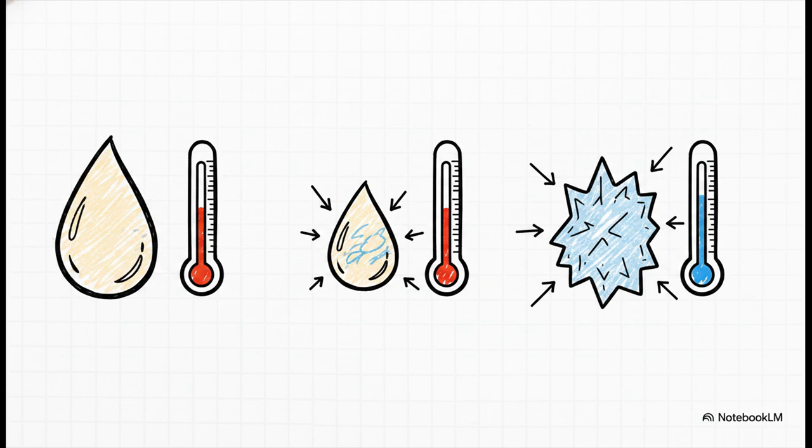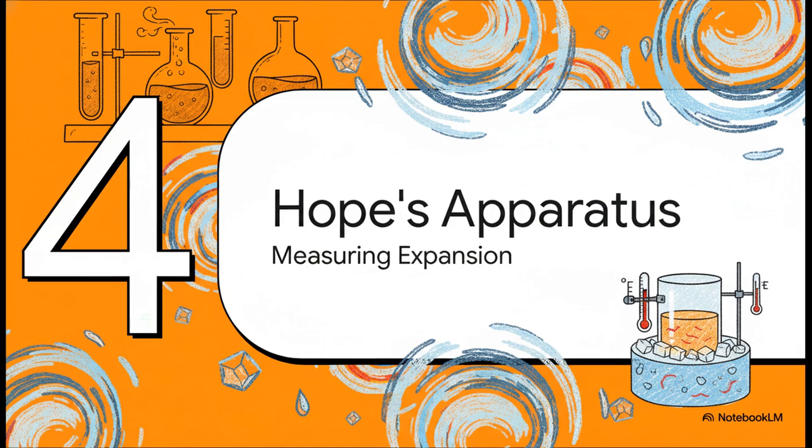If we cool water down from room temperature, it contracts normally until it hits exactly 4 degrees Celsius. At this exact point, it achieves its maximum density. But if we cool it even further, dropping from 4 degrees down to 0 degrees, it does not shrink. It actually expands. Its volume increases. This unusual expansion is what scientists call the anomalous behavior of water. To prove and carefully study this special behavior in a laboratory setting, scientists use a brilliant device designed precisely for this purpose, known as Hope's apparatus.